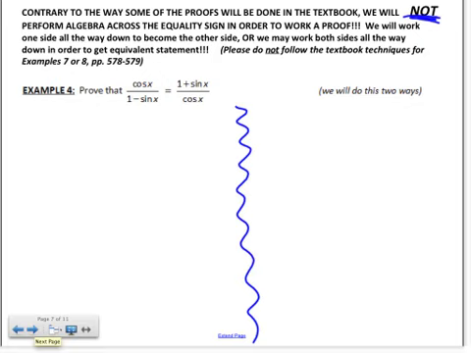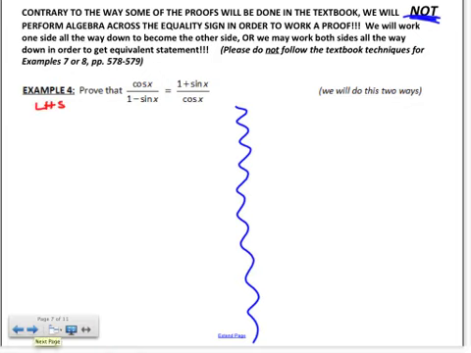Okay, so again, what I told you before, when you have an equation, you're proving an identity, you want to see which side looks more difficult. So they both kind of look difficult. They're both fractions. One's got a binomial in the denominator, one's got a binomial in the numerator. So we're going to start with working down the left-hand side. That's the one we're going to do.